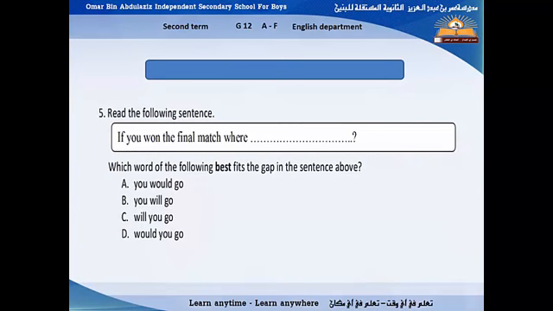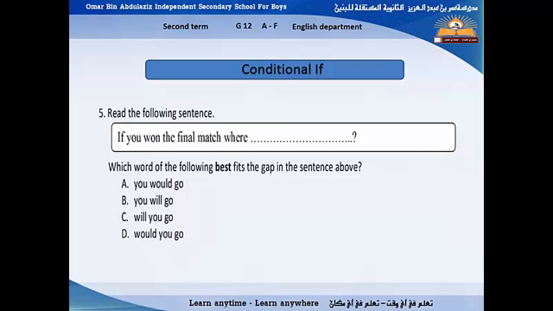Okay, let's do the same again. Here: if you want the final match, where space question mark. Let's have a look at the given part here, and we have 1. What does 1 mean here? It's the past of when. So we have past simple after if. It means that we are dealing with the second conditional.